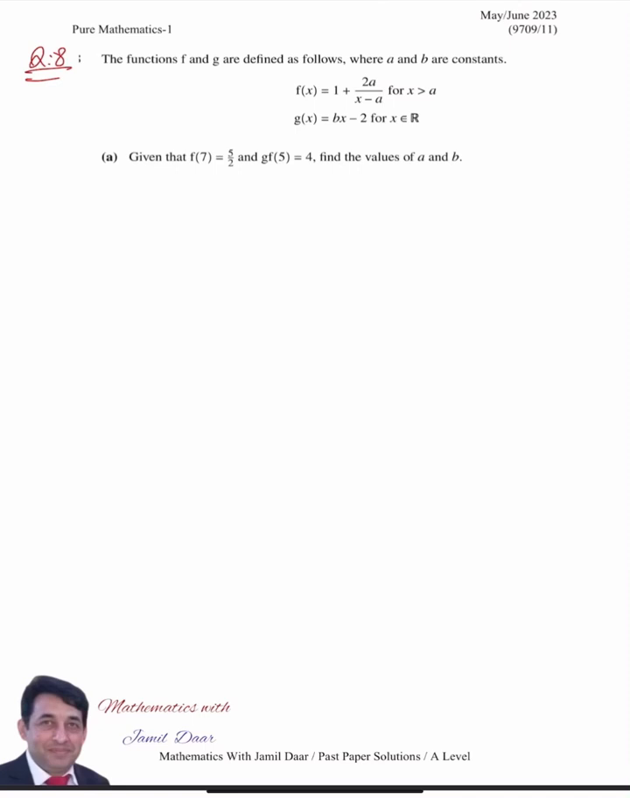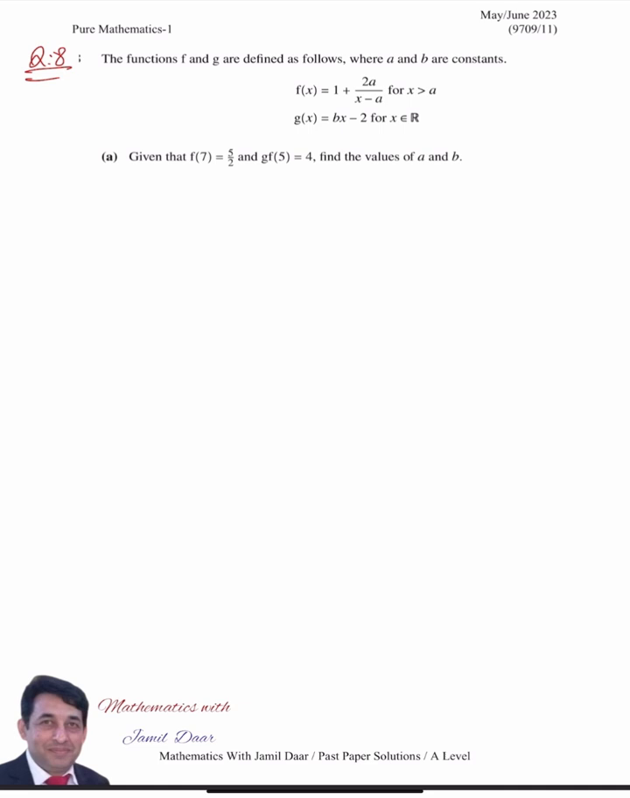Okay, now we are going to discuss question number 8. Question number 8 is the functions f and g, defined as follows, where a and b are constants. You are given that the function f of x is equal to 1 plus 2a over x minus a, where x is greater than a, and g of x is equal to bx minus 2, where x belongs to real numbers. You are given the two equations, f of 7 is equal to 5 by 2 and gf of 5 is equal to 4. Find the values of a and b.